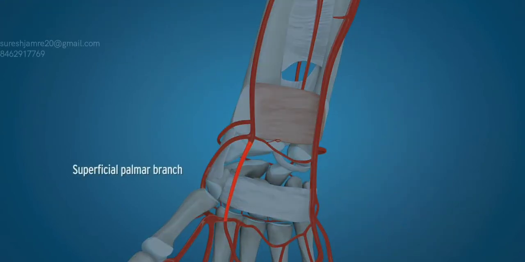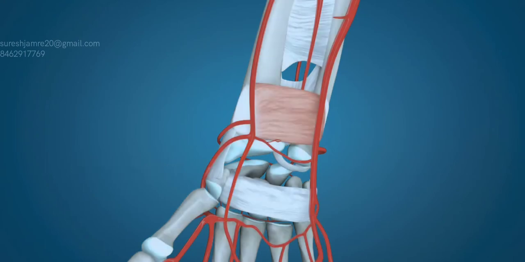Superficial palmar branch. It arises when the radial artery is leaving the forearm. It passes through the thenar muscles and completes the superficial palmar arc by joining the terminal part of ulnar artery.